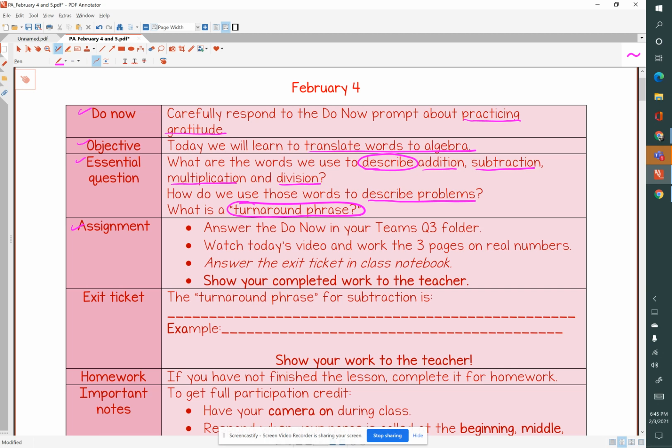Your assignment is to do your do now in your Teams Q3 folder and class notebook, to watch today's video and work the 3 pages on real numbers. It's actually 2 pages, 1 page is just a reference material for you to review. You don't have to actually do any work on it. I would like you to answer the exit ticket, and this, as always, is the most important thing. Show your completed work to your teacher. And then we have an exit ticket. The turnaround phrase for subtraction is, and you'll explain that in your own words and give an example.